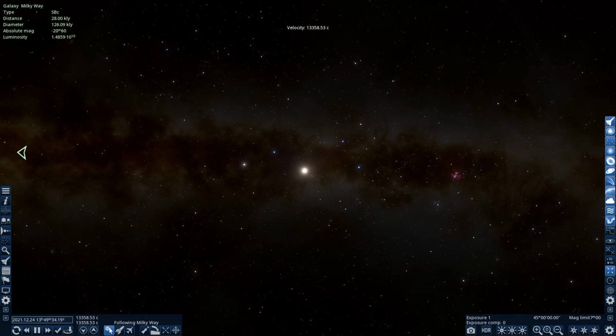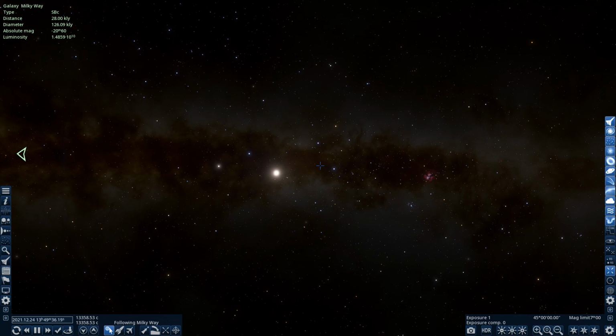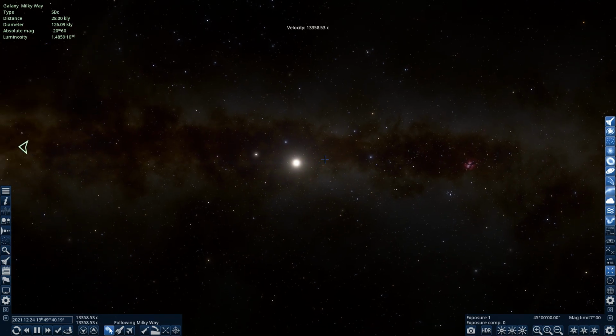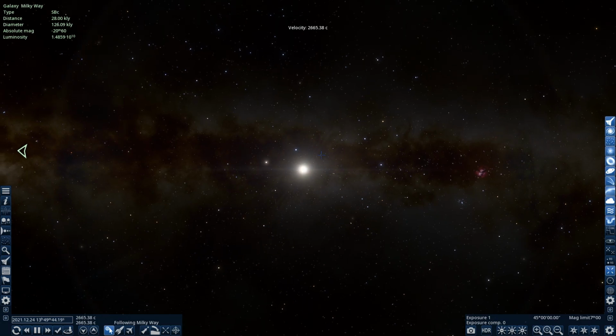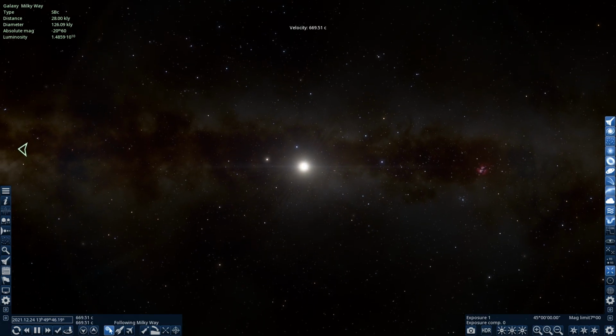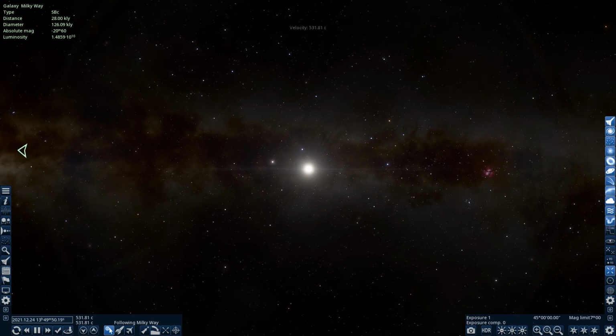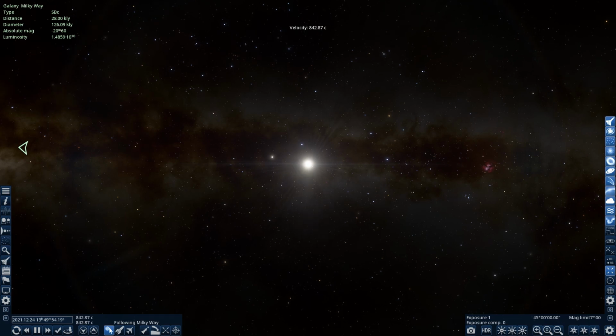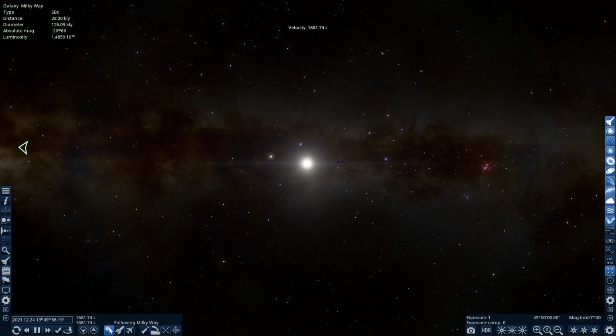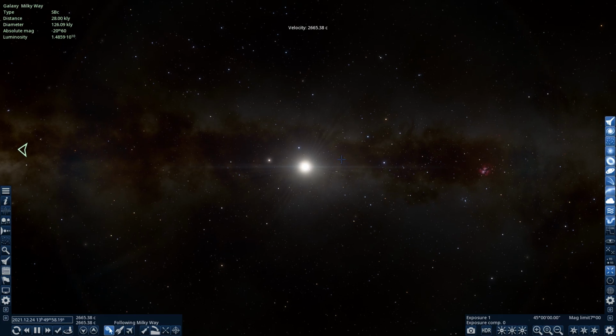This looks very familiar. Maybe a bit closer. See, the speed I'm traveling is like hundreds of times the speed of light, and the distance between stars is just so insane. Okay, a bit closer.